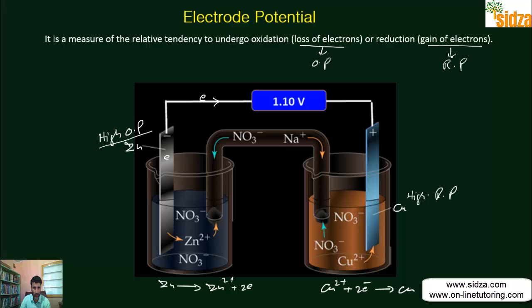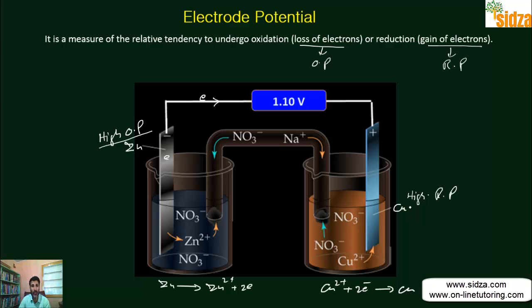So electrode potential is basically of two types, oxidation potential and reduction potential. In general, we say that electrode potential is a tendency to lose or gain electrons, right? And the tendency of a metal to lose electrons is called oxidation potential and the tendency to gain electrons is called reduction potential. Now, as you compare the zinc with the copper, we find that the zinc has a higher tendency to lose electrons, so I can say it has a high oxidation potential, while copper has a high tendency to gain electrons, meaning it has a high reduction potential.